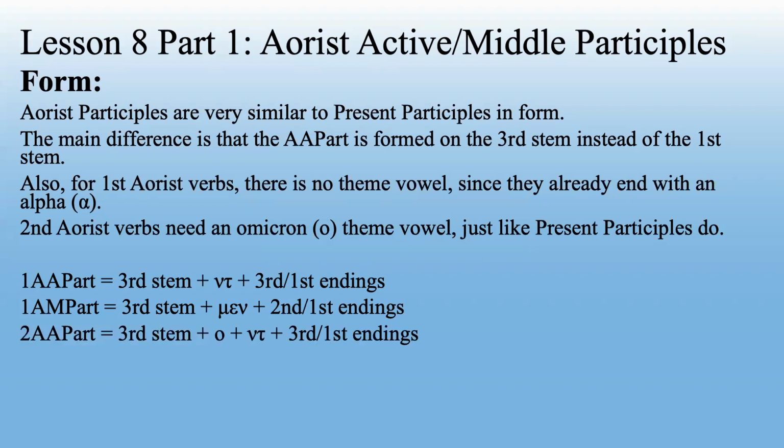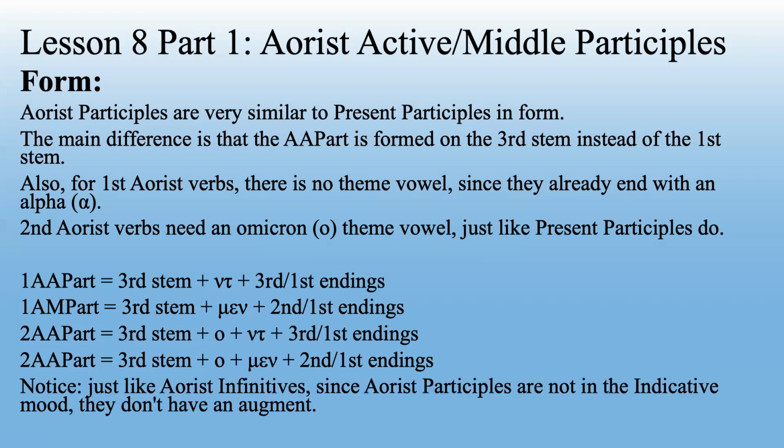Now here's second aorist active participle: third stem, omicron theme vowel, nu tau, and third first endings. Only difference between this and the present active participle is we're using third stem instead of first. The difference between this and the first aorist active participle is we've added in the theme vowel. That's the only difference. And that's going to be the only difference for the second aorist middle participle. Third stem plus omicron plus men plus second first endings.